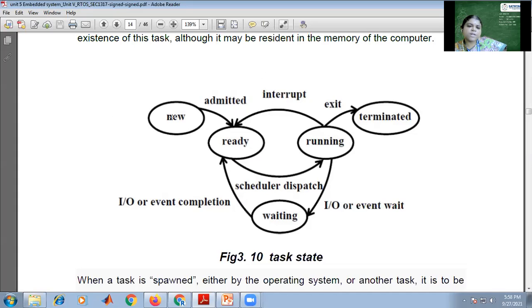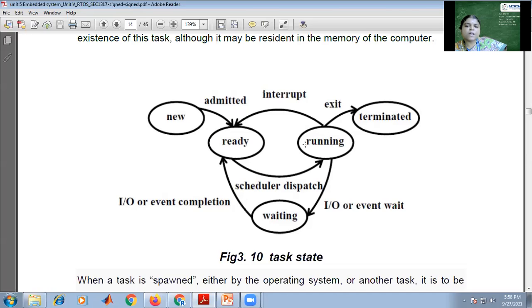Normally, this process will take place: the task from new will move to ready, then from ready to run, and finally to terminate. But in some cases, if somebody wants to have the examination just before or after, that is called an interrupt. So what will happen during an interrupt?